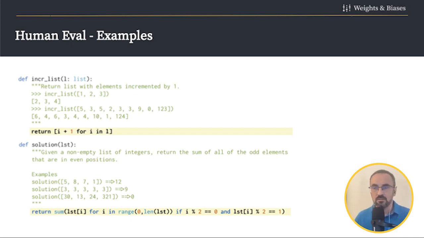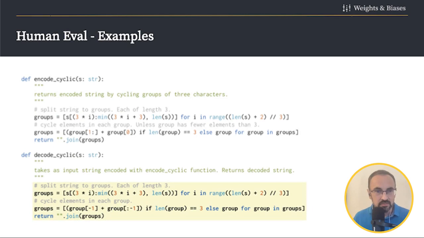And this goes further. In this case, we get a function to encode a string by cycling groups of 3 characters, and we request the model to write the decode function for this specific encoding. As you can see here, it actually requires some programming skills that many people might not necessarily have. So it could be a challenging task for a language model.